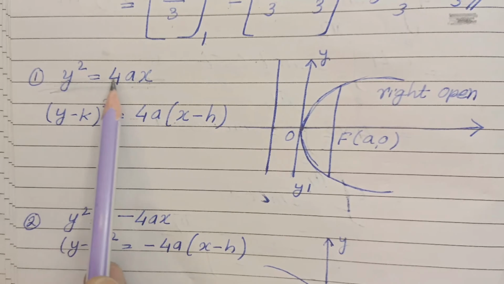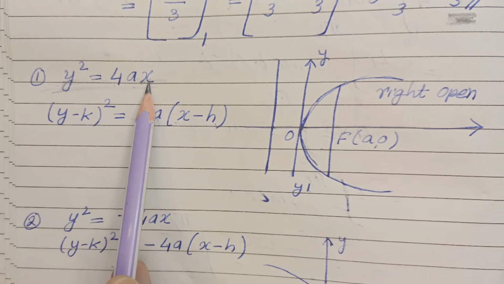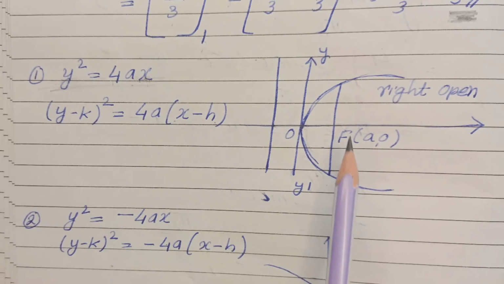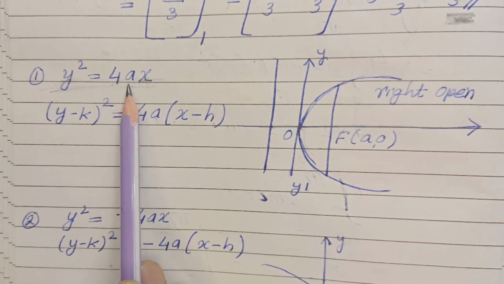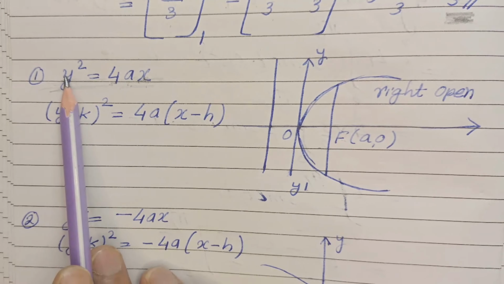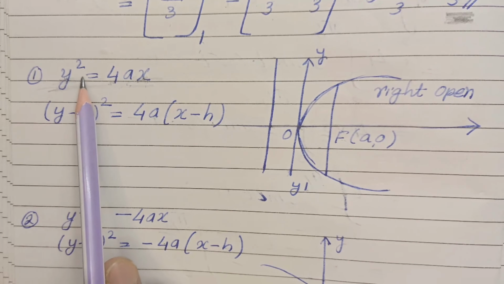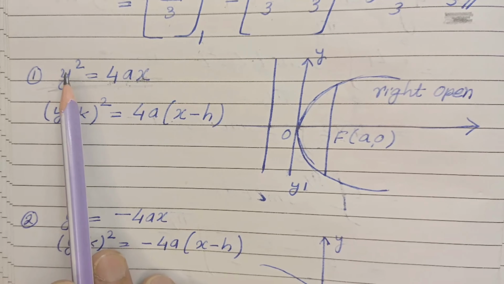But in general, the x value can never be negative. That means this graph cannot be on the negative side, and it is above the point because we have 4a, so it is above 0. If you put 0 in x, then y is also 0. That means this should be 0.